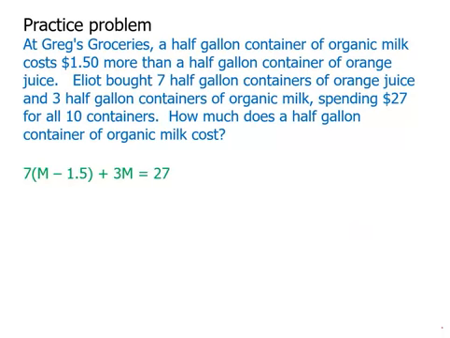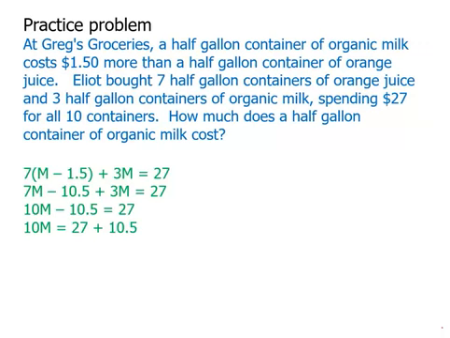So now let's distribute. We get 7M minus 10.5 plus 3M equals 27. Let's first combine the 7M plus the 3M, combine the like terms there. We get 10M minus 10.5 equals 27. Add 10.5 to both sides, and 27 plus 10.5 is 37.5.